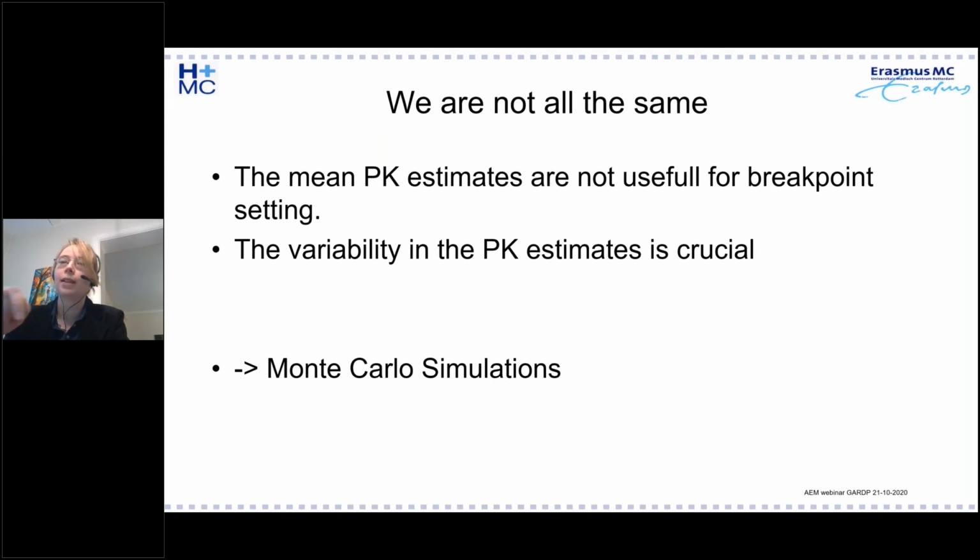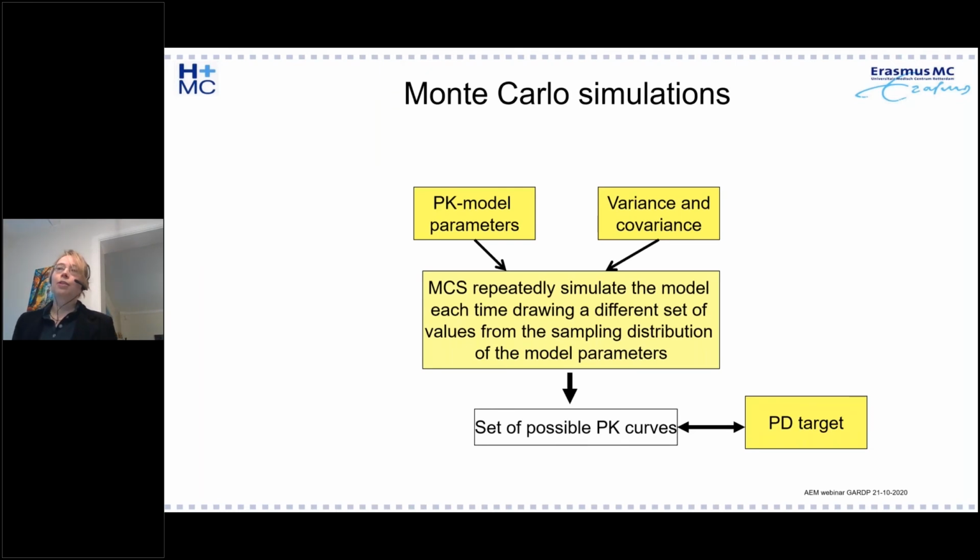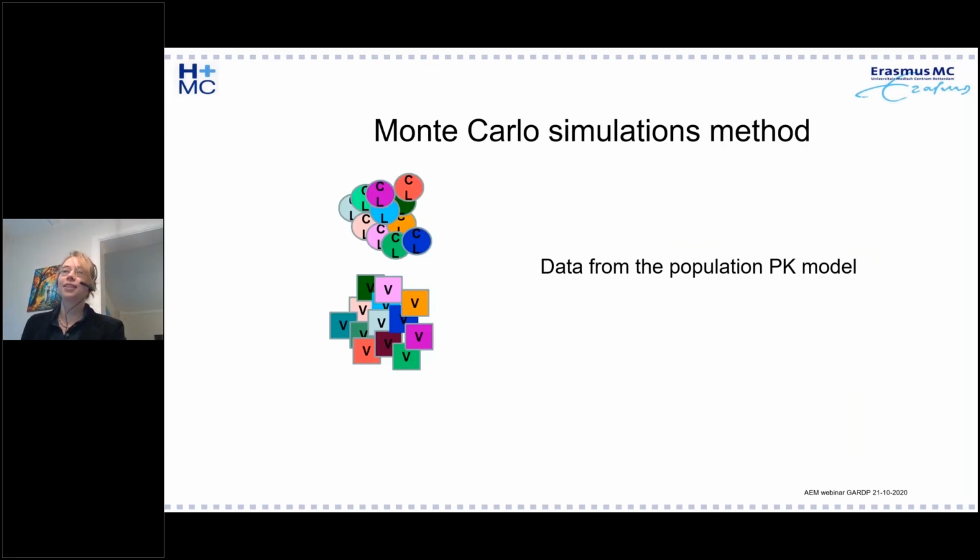In general, when you do Monte Carlo simulations, you need your pharmacokinetic parameters, so your mean estimates of your clearance and your volume, as well as the data on your variability. You combine these data and you make new individuals with all the different possibilities in your model. So you start with mean values and you end up with a bunch of possible outcomes. These possible outcomes you compare with your target.